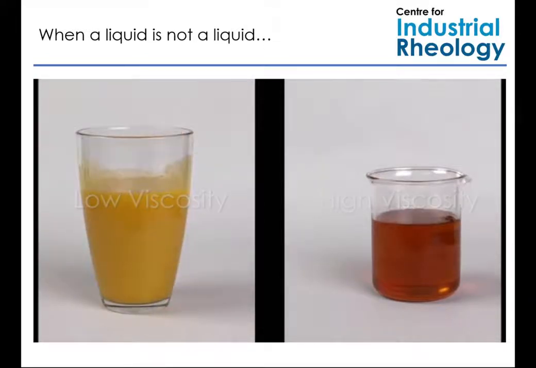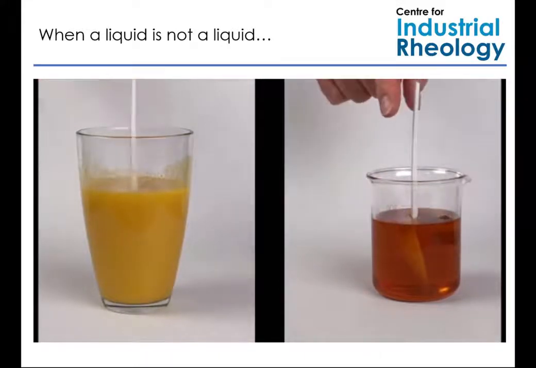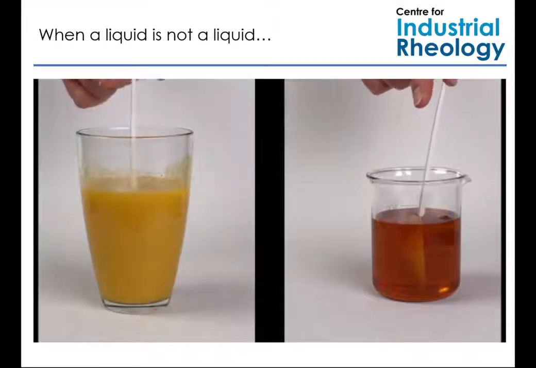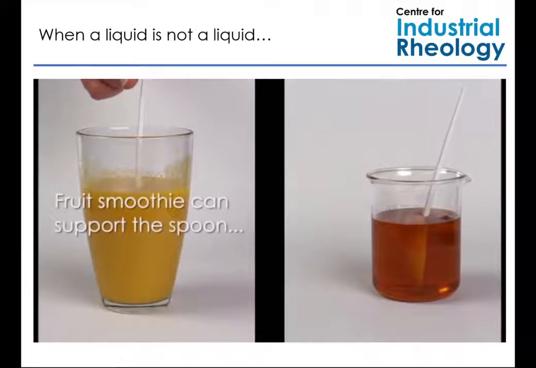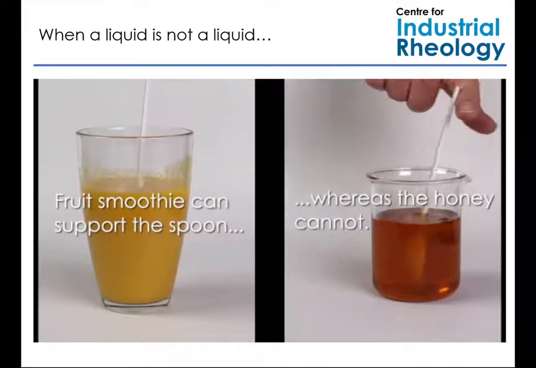But watch what happens when we place a spoon upright in both products. Now, we would assume that the higher viscosity product would be better at supporting the spoon than the lower viscosity one. But actually, we find out that the reverse is true. The fruit smoothie is better at keeping the spoon upright, more so than the honey.